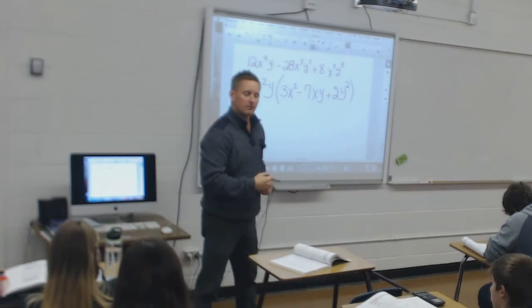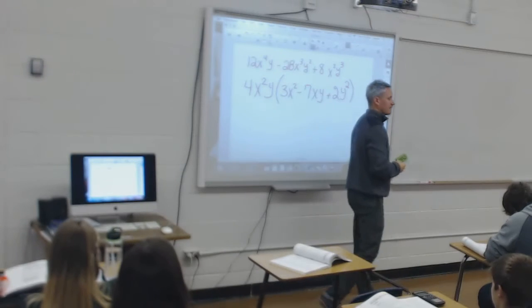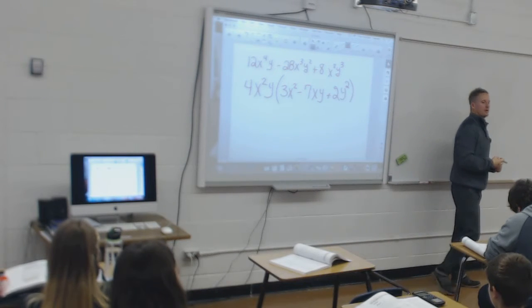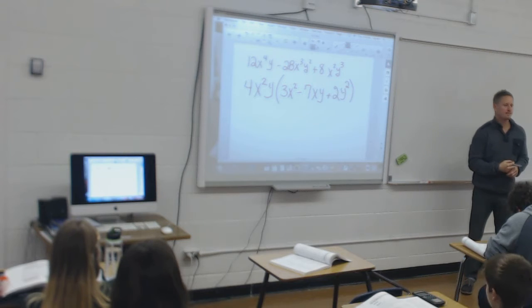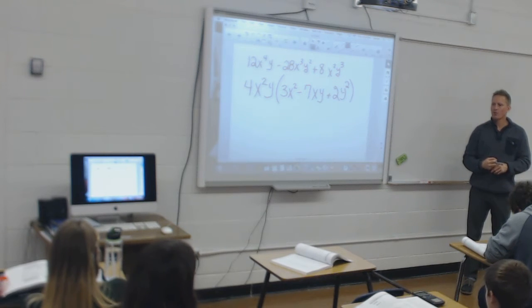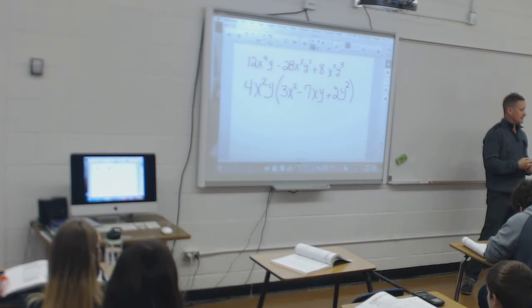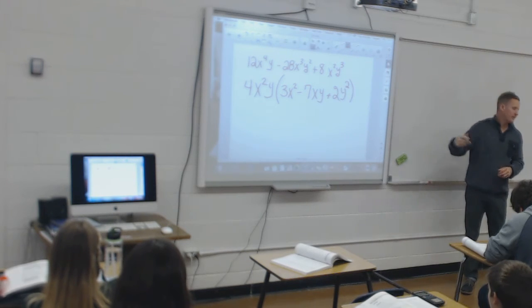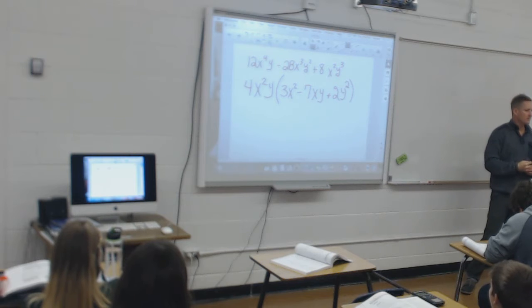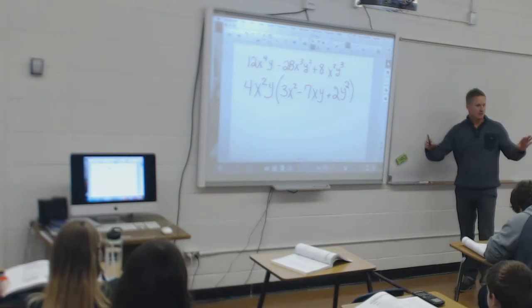So my greatest common factor in these three terms is what? 4? Nope. 4x squared y. That's my greatest common factor. All of that is considered a factor of the original trinomial. Questions?